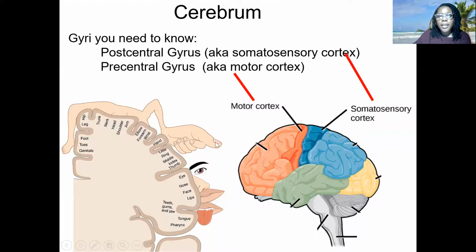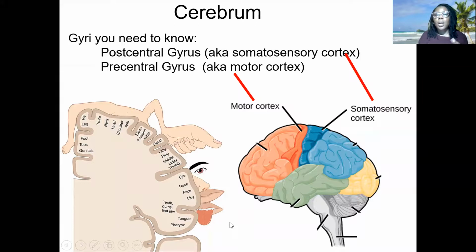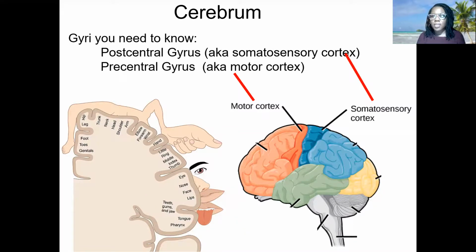So the hand appears really large, so does the mouth, because we have additional or extra sensory components that are responsible for the hand, for touch, as well as for the mouth, for things like taste and so on. So that's what the homunculus is, this visual representation of different parts of the body and how they are reflected in this part of the brain in terms of the sensory component.